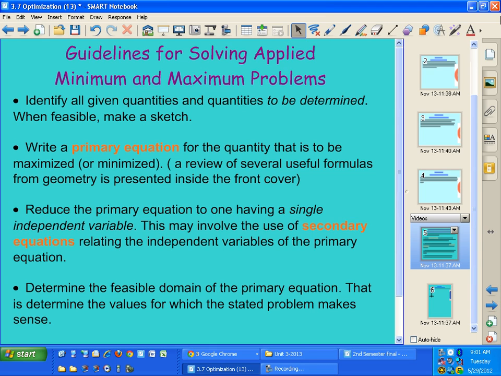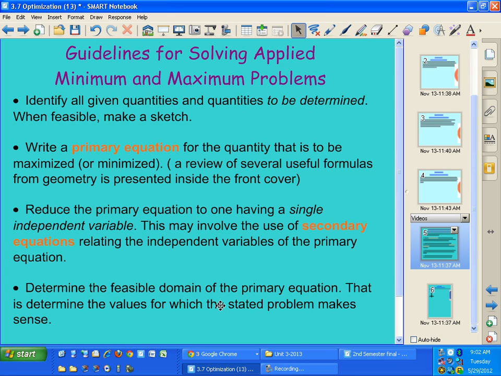And then there's always the secondary equation, and the secondary equation is the equation so that you can get this into one variable, so that you're not dealing with implicit differentiation. That's the trick to these. Most of these, the primary equation is going to have two different variables, maybe three, and you don't want that. You want to replace one of the variables with something from the secondary equation so that you can get it all in one variable.